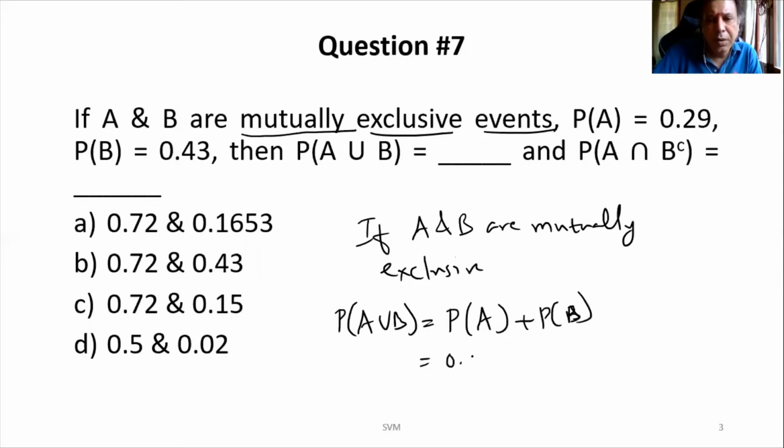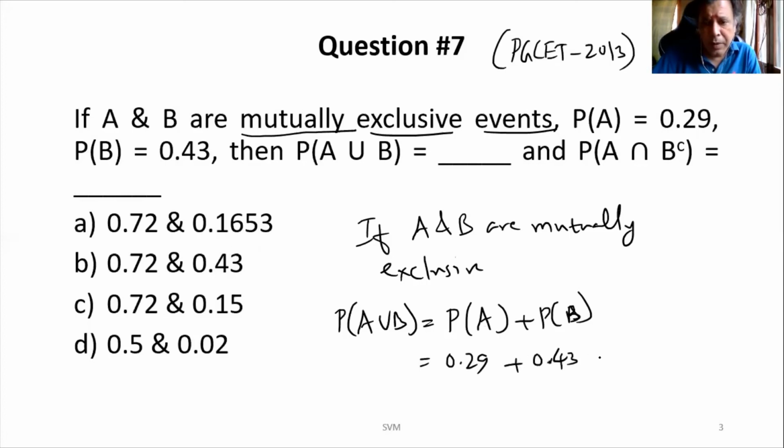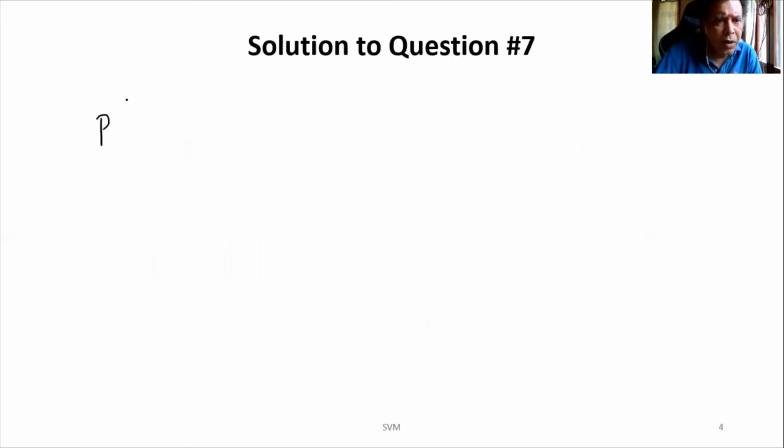So it becomes 0.29. One more thing, this is also a PGCET question. I think this was the 2013 question paper. Plus 0.43. So that works out to 0.72. So that means definitely not option D. It should be any of A, B, or C. That we will come to know only after evaluating the second probability. Now we have to evaluate the probability of A intersection B complement.